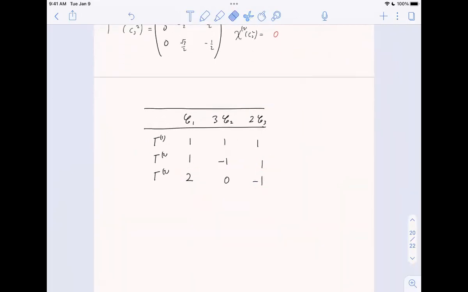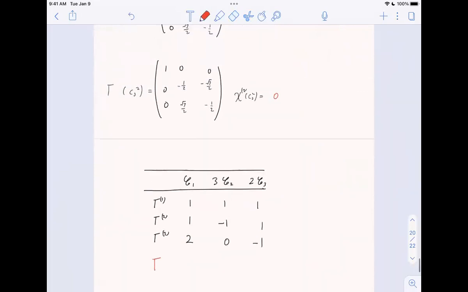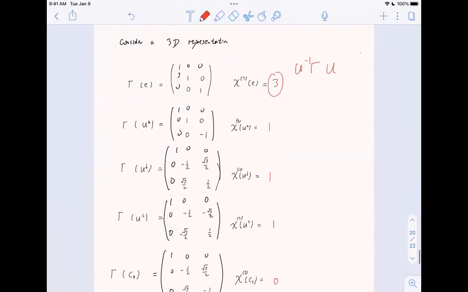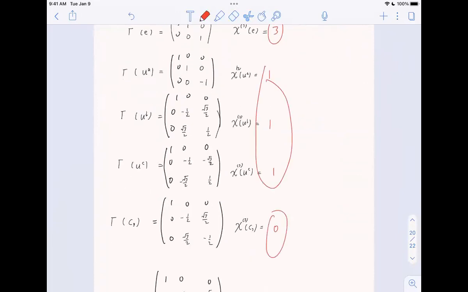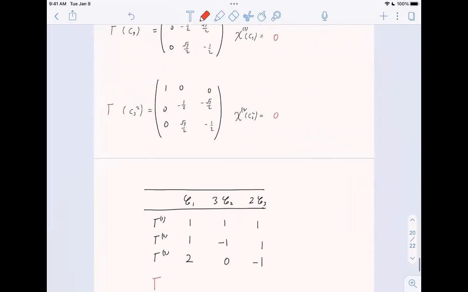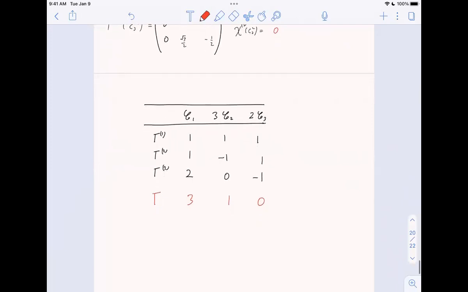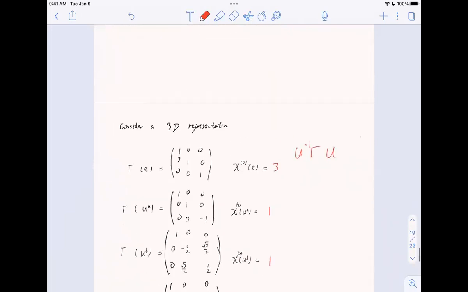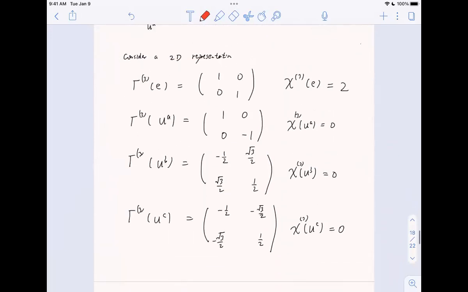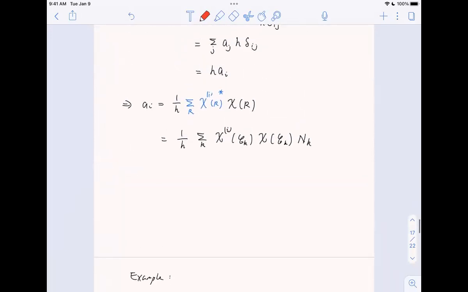So now we have a gamma here. What is the character? The character is 3, 1, 0. Okay, so just write it. You have a 3, 1, and 0. So how do you know the block form of this gamma? Then you just do it one by one. Okay, so we're going to use this relationship.